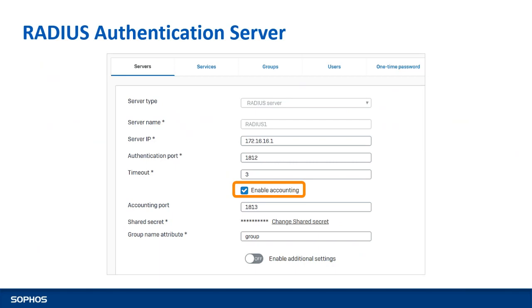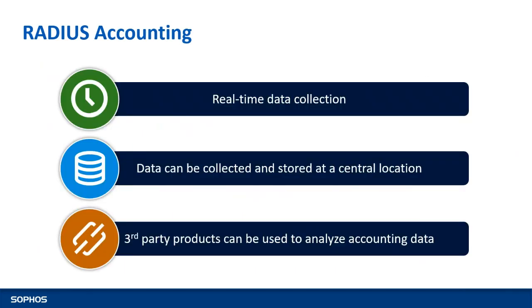As you can see on the screen, RADIUS accounting can be configured on the firewall so that it can send accounting start and stop messages to a RADIUS server. This allows the RADIUS server to track network usage for auditing and billing purposes.